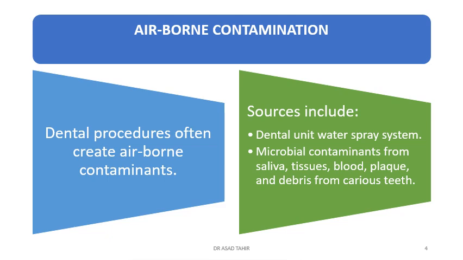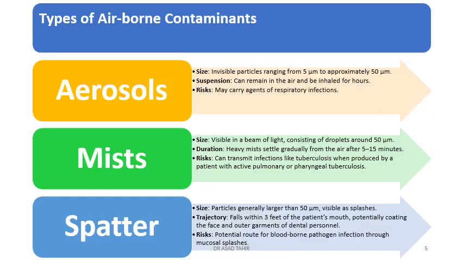Airborne contamination. Dental procedures often create airborne contaminants. Sources include dental unit water spray system, microbial contaminants from saliva, tissues, blood, plaque, and debris from carious teeth. Types of airborne contaminants. Aerosols. Size, invisible particles ranging from 5 microns to approximately 50 microns in suspension, can remain in the air and be inhaled for hours. Risks, may carry agents of respiratory infections.